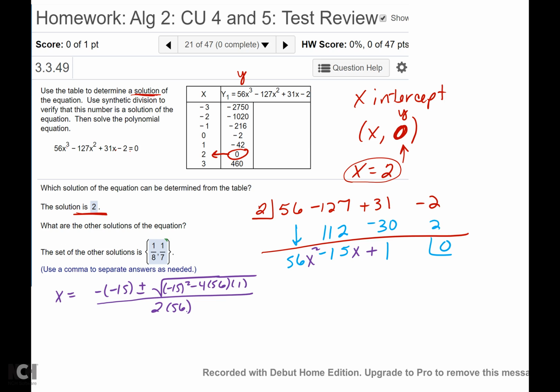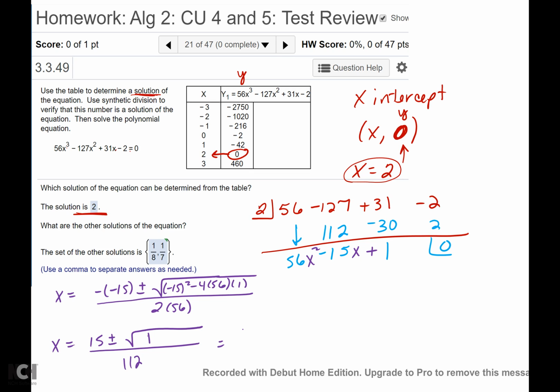So let me get my calculator here. We're going to have x equals 15 plus or minus the square root of negative 15 squared minus 4 times 56 times 1. Oops. Hold on. My little fingers messed up. Negative 15 squared minus 4 times 56 times 1 is 1. Well then, that was simple. All over 112.